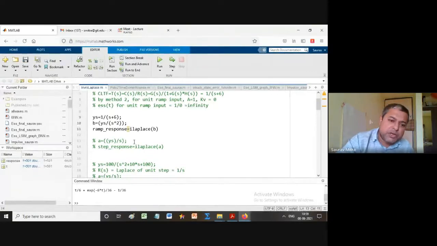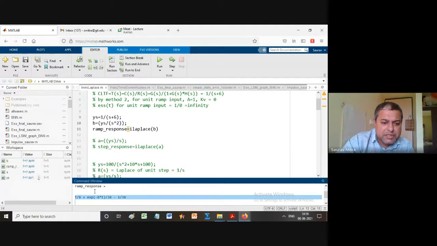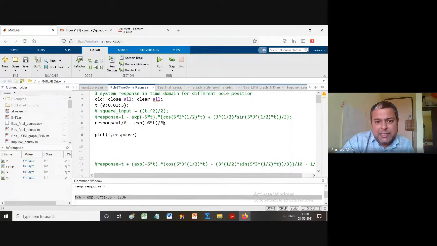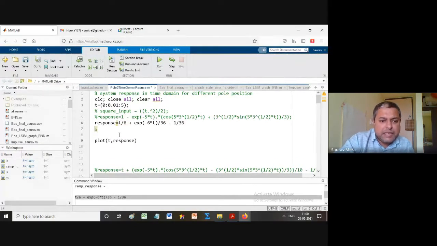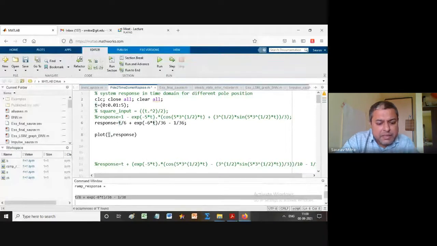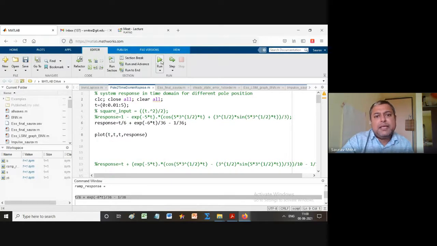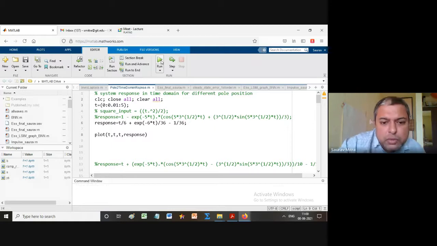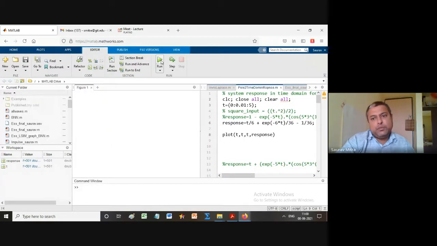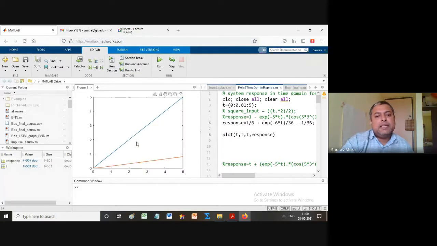For unit parabolic also you will find the same thing. So I'm just plotting it here. I will do all these plots again and upload them in your group. In this case you have to plot t comma t. First, t comma t is nothing but plotting the ramp with respect to time, and then you plot the response. The blue one is the input and the red one is the output. Just check this difference.